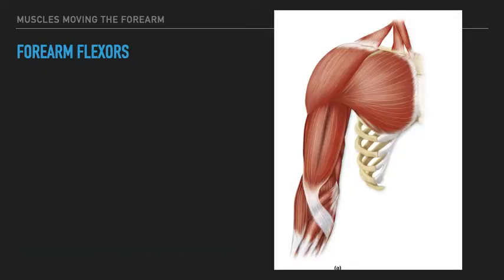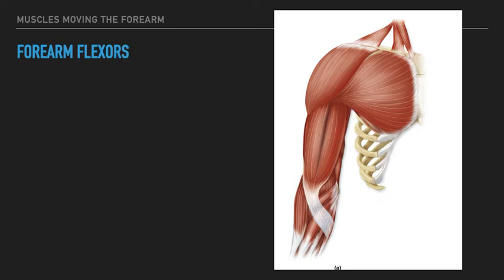Next, let's talk about the forearm, muscles that move the forearm. So the forearm is made up, of course, of the radius and ulna bones. And there are four main actions that happen as a result of moving the hinge of the elbow joint. You get flexion, extension, pronation, and supination. So let's start with the forearm flexors.